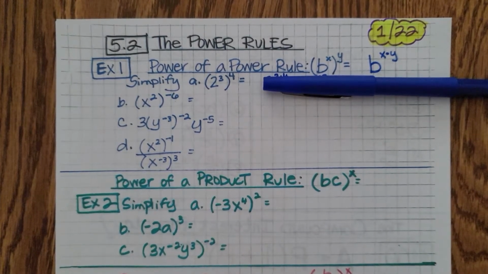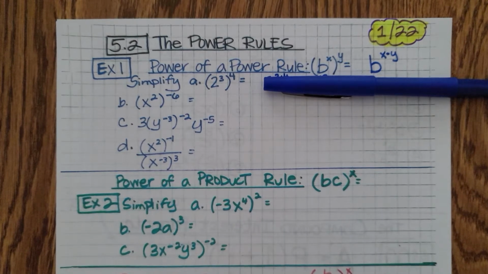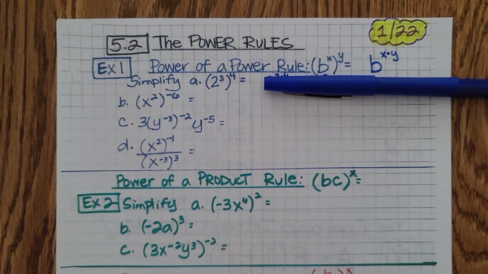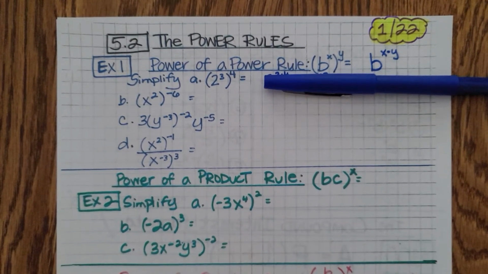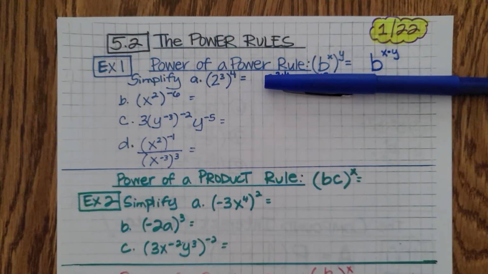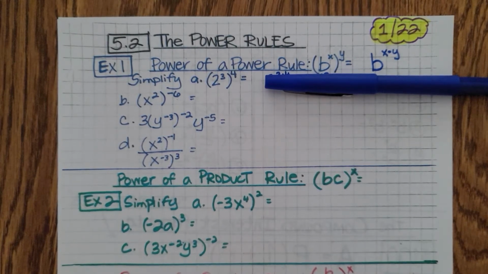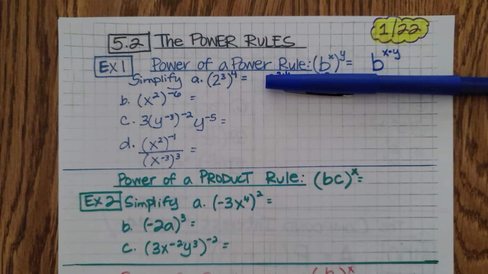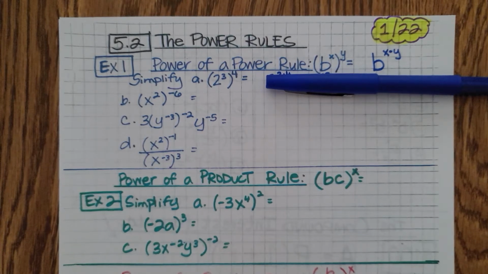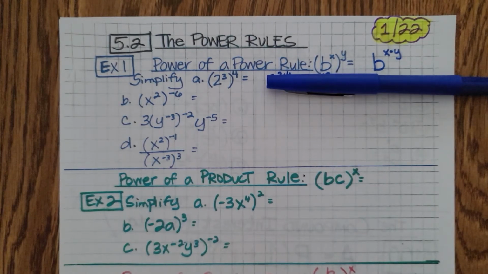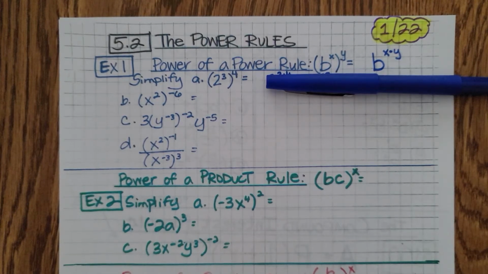Example 1, the power of a power rule. If you ever have a base and its exponent raised to another exponent, there is a simple shortcut for you to find out what the simplified answer is going to be. If you ever have b to the x raised to the y, it means b to the x times b to the x times b to the x, y number of times.